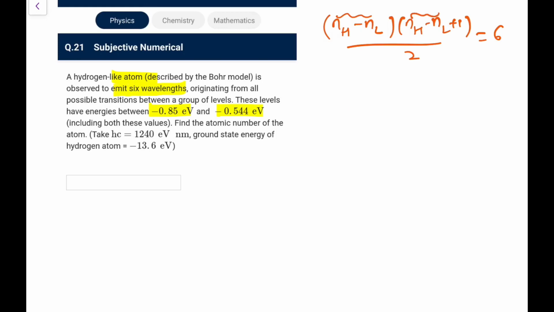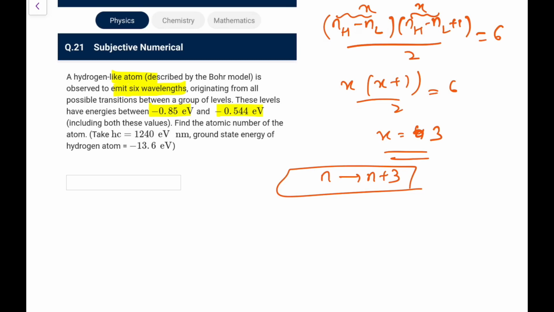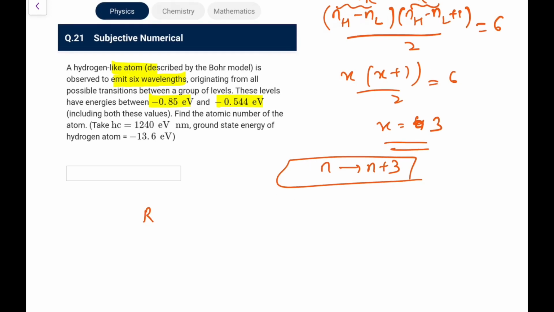So from that let's say this difference is x. So x into x plus 1 by 2 equals 6, so x comes out as 3. That means the difference between the two levels is 3. So let's say one is n, then the other would be n plus 3. Now the difference of the energy is RHC square into 1 upon n square minus 1 upon n plus 3 whole square. That is given as this difference, with energy between 0.85 and 0.544. So I can directly check for the two levels. There's no need to do this.